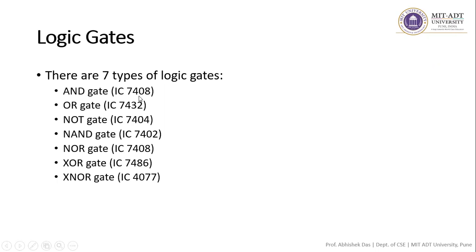The AND gate IC number is IC7408. Basically, there are AND gate, OR gate, NOT gate, NAND, NOR, XOR, and XNOR gates available. Out of these, to start with, the AND gate, that is IC7408.